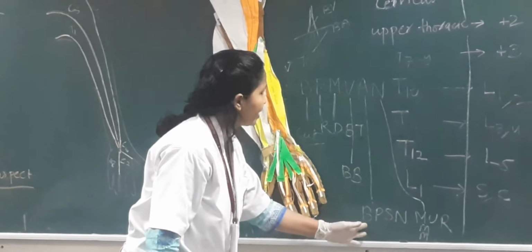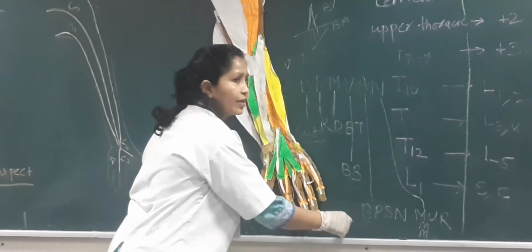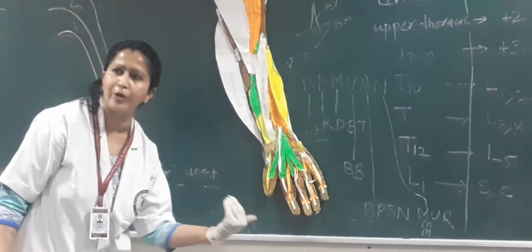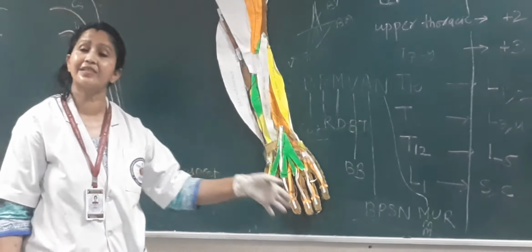Now coming to the artery, that is the brachial artery. It comes from medial to anterior aspect. These relations are very important.